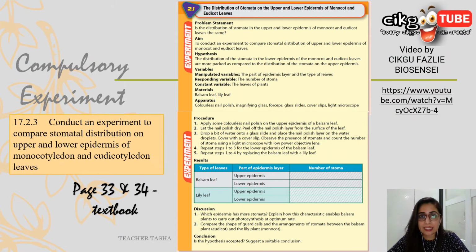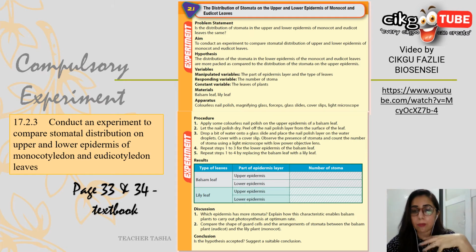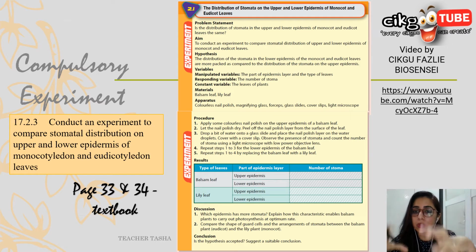Okay, so this is the experiment that I told you about, on counting the number of stomata found on the monocot and the eudicot leaf. So whether there are more stomata at the upper epidermis or more stomata at the lower epidermis. In eudicot leaves, there are actually more stomata on the lower epidermis than the upper epidermis. So the lower has more stomata compared to the upper epidermis in eudicot leaf.